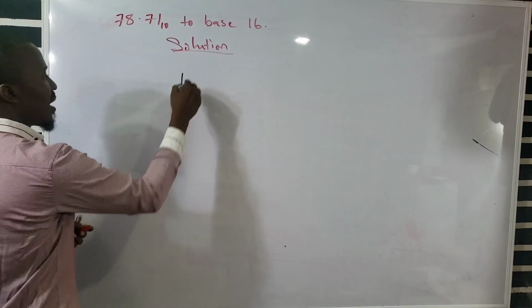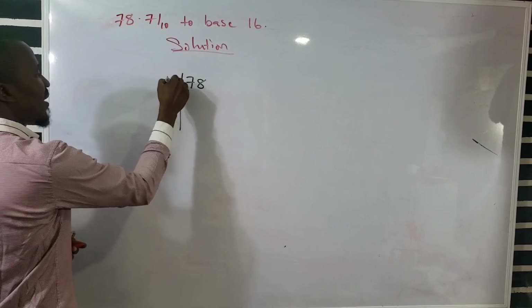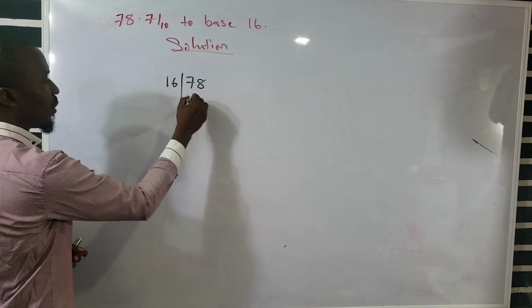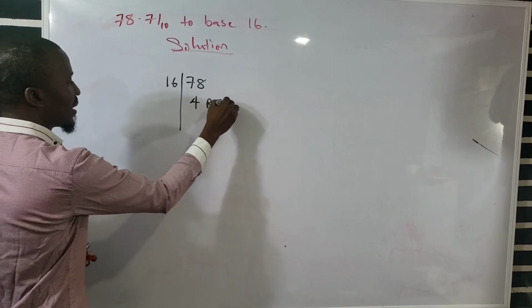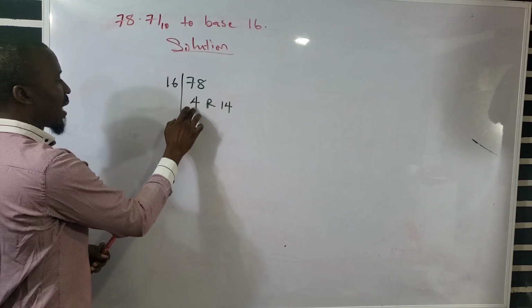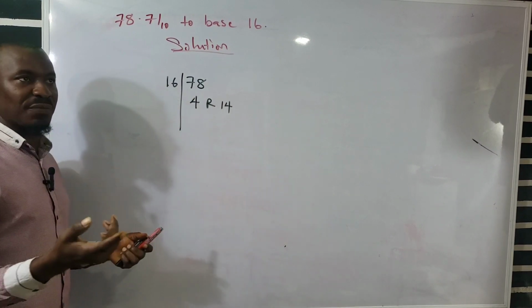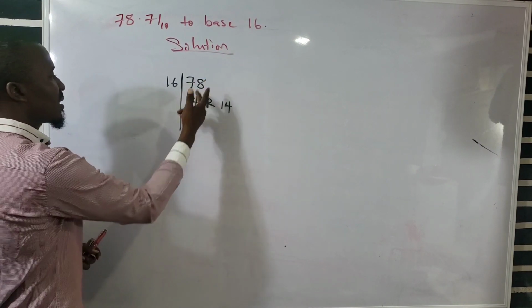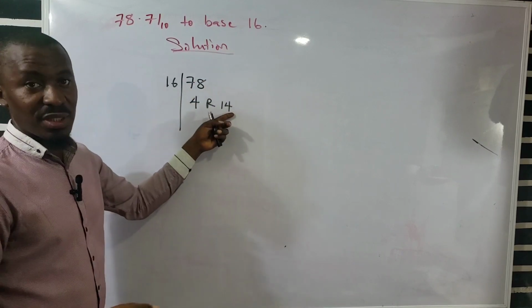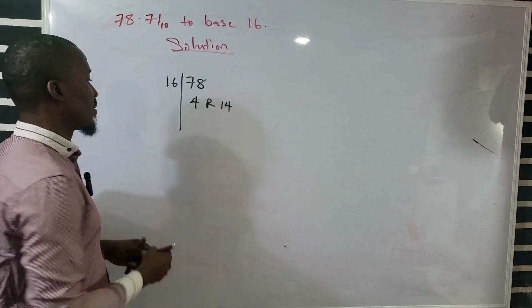So we have our 78. When you divide by 16, 16 in 78 will give you 4. You now have 14 remaining, okay? Because 16 times 4 will give you 64. So 78 minus 64 will give you 14. Okay, we know that 14 is not up to 16, so that's what is remaining.